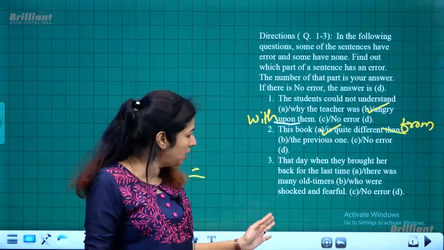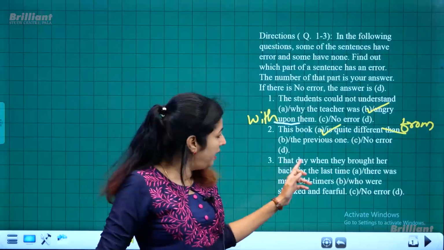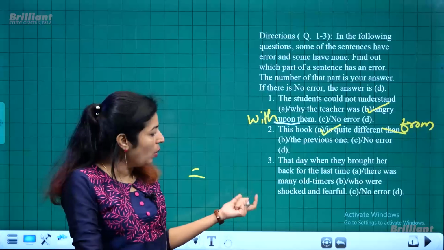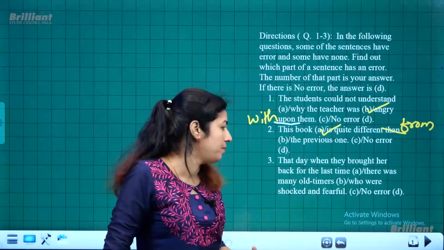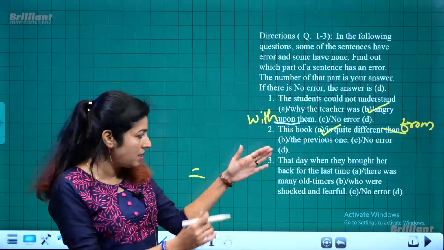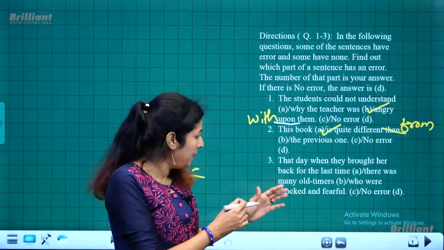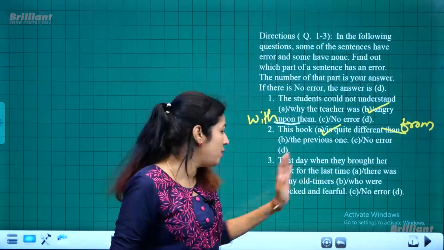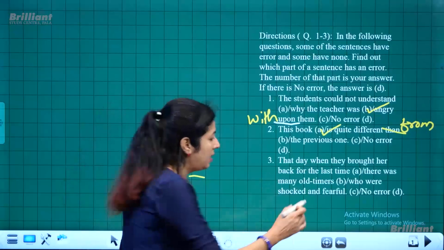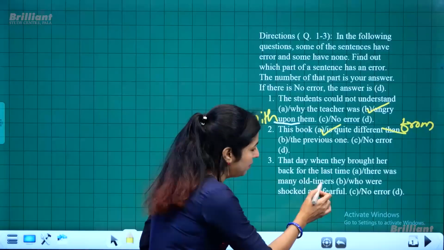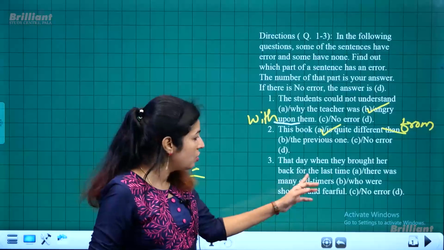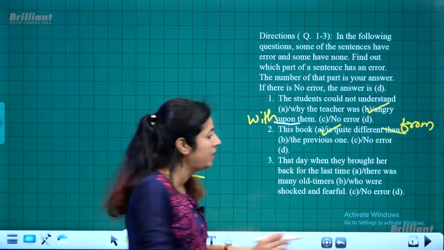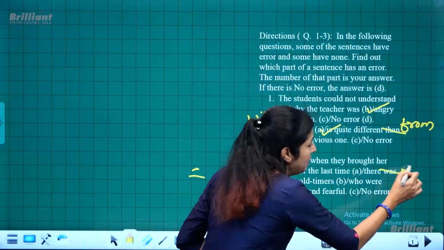Now the third statement: that day when they brought her back for the last time, there was many old timers who were shocked and fearful. This is very much visible. That day when they brought her back for the last time, no error. There was many old timers. This phrase, old timers, actually is a plural, isn't it? So when you have plural, it should be there were many old timers, not there was many old timers.